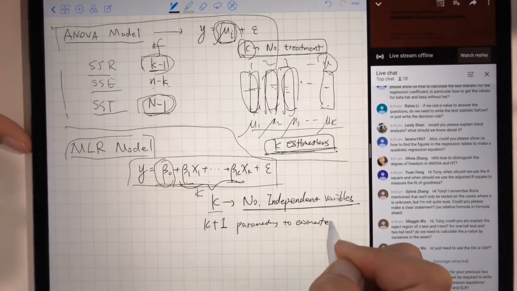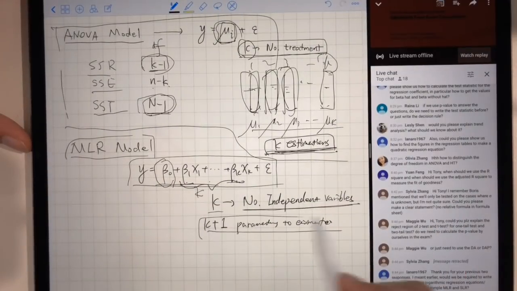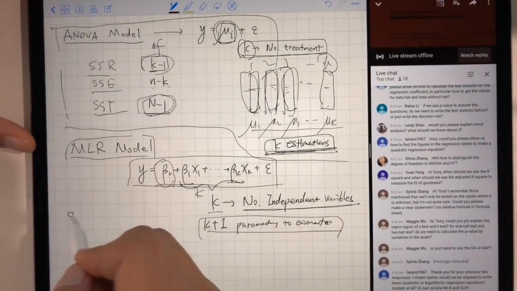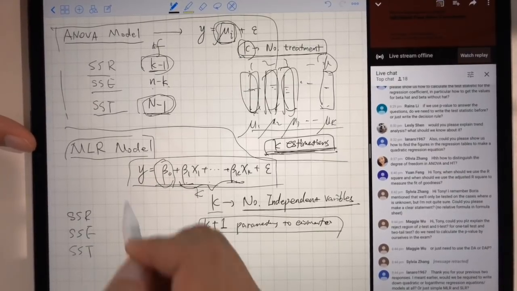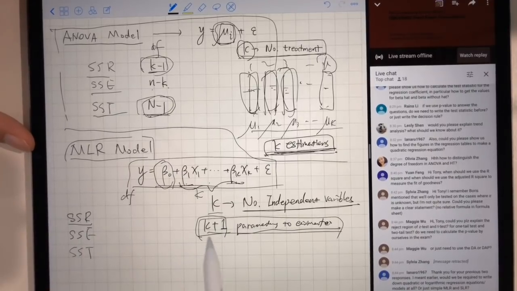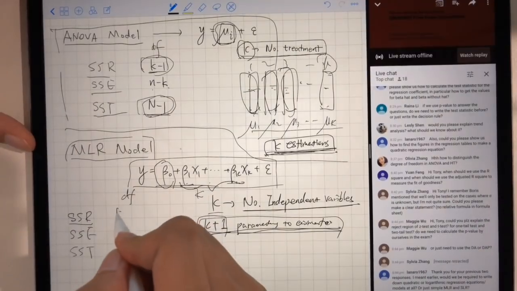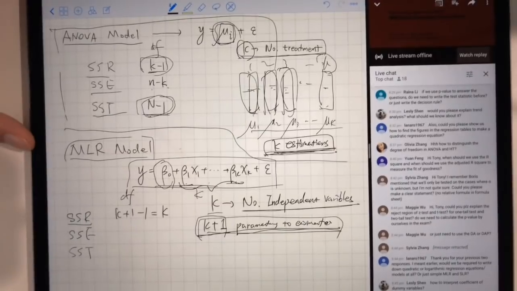Which means we need to do k plus 1 estimations. Now, let's go back and see SSR, SSE, and SST, okay? And their degrees of freedom. Since we have k plus 1 parameters to estimate, the degrees of freedom of SSR should be the number of parameters to estimate minus 1, which is k plus 1 minus 1. Oh my god, it's k, right?